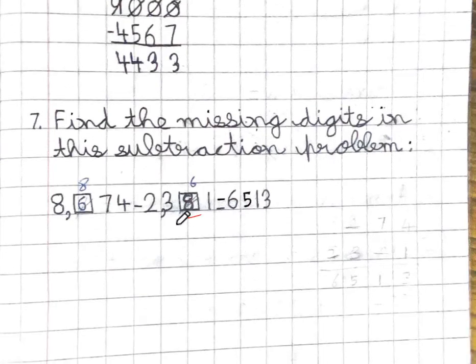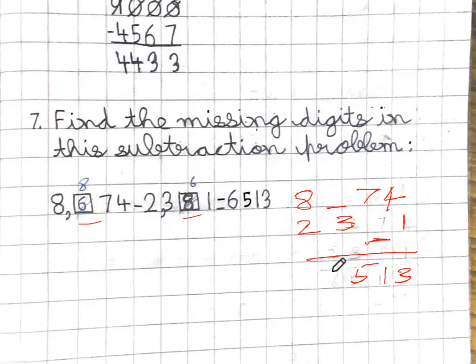If the missing digits are this one and this one in the question, then we have 8,074 here and 2,300, and here will be the dash, and they have given the answer for the solution as 3,156, and now they are asking for these digits. So what can we do?